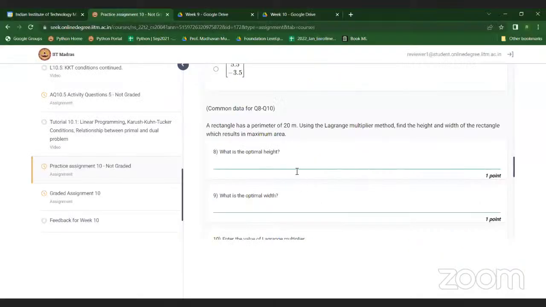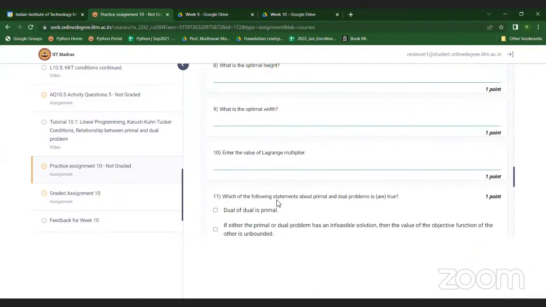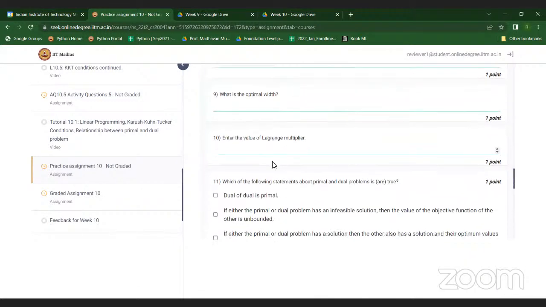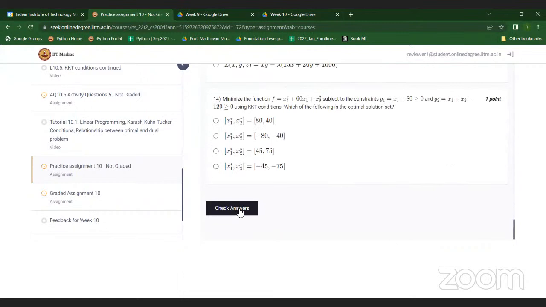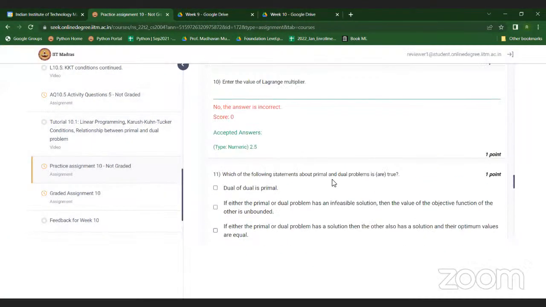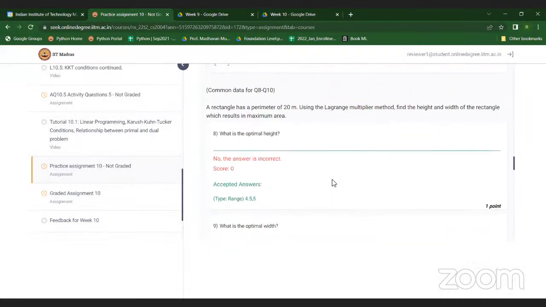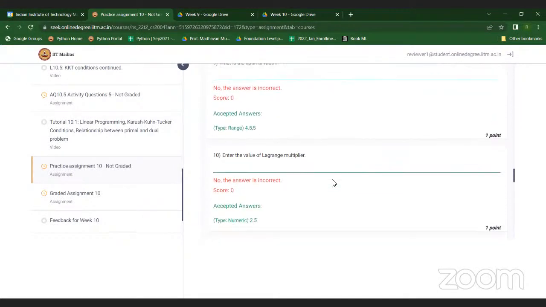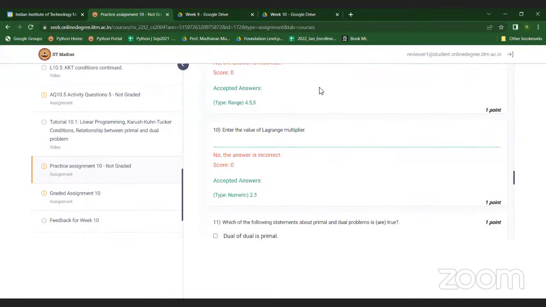Okay, what is the optimal height? That's going to be 5. Optimal width, that's going to be 5, and then the Lagrangian multiplier is going to be equal to minus 5. Okay, clear? So there it's given as 2.5 Lagrangian multiplier. Lagrangian multiplier, that's given as 2.5.